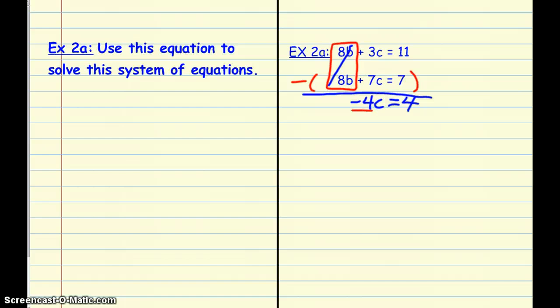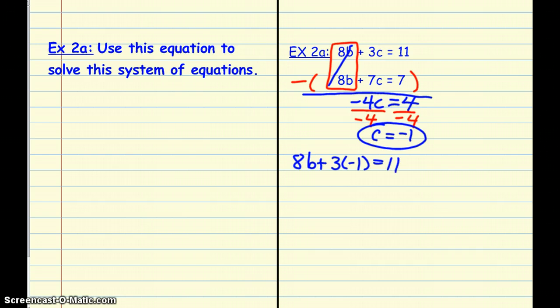From here, we're going to divide by negative 4, and so we get c equals negative 1. And just like before, not only do we need one value for a variable, we need to figure out the value of the second one. And I'm just going to pick the first equation. Again, you could have picked either equation, but I have 8b plus 3 times negative 1 equals 11. And then I have 8b minus 3 equals 11. And now I need to solve for b.